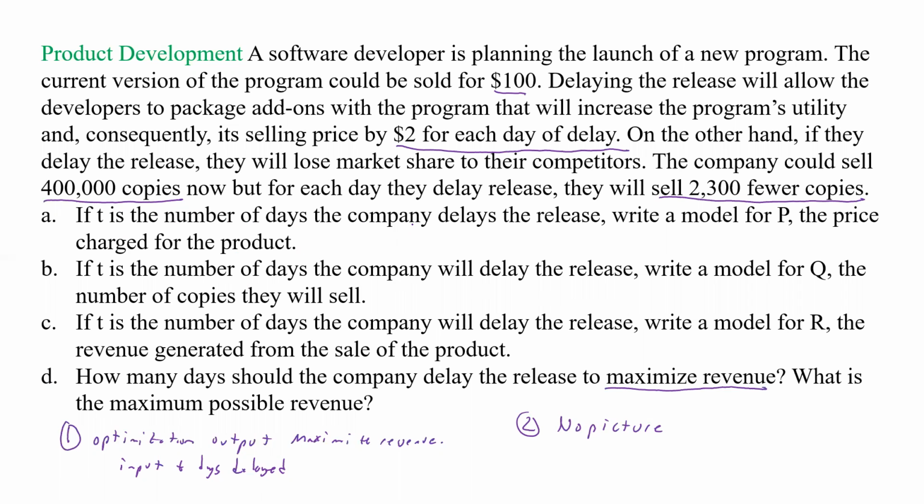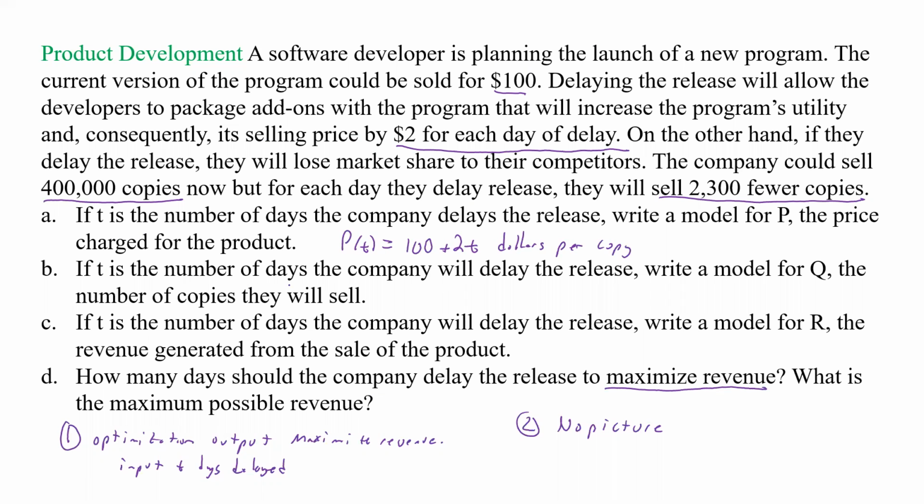If T is the number of days the company delays a release, write a model for P, the price charged for the product. Well, we're going to have some P of T is equal to what? Well, they say we can charge $100, and if we delay it, we can charge an extra $2 for each day of delay. So plus 2 times each day we delay it. And so that's going to be dollars per copy of the program.